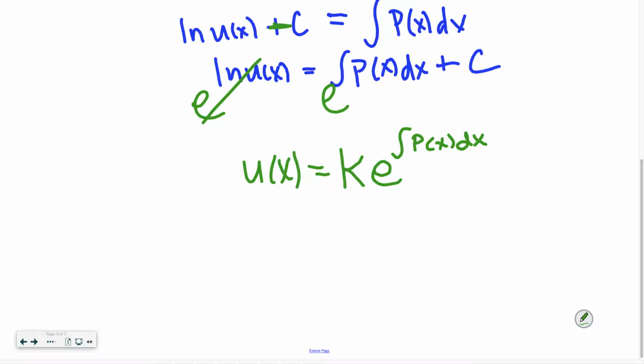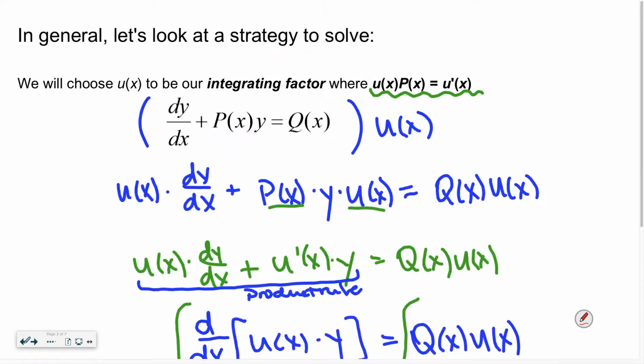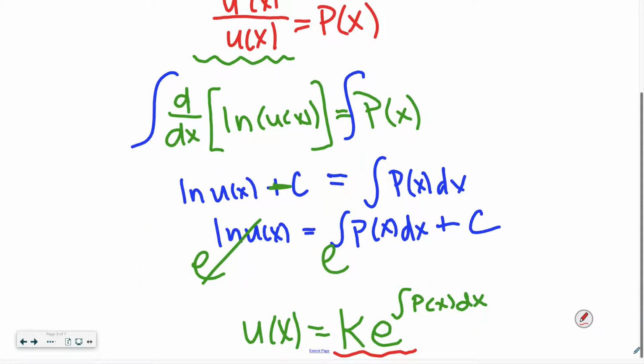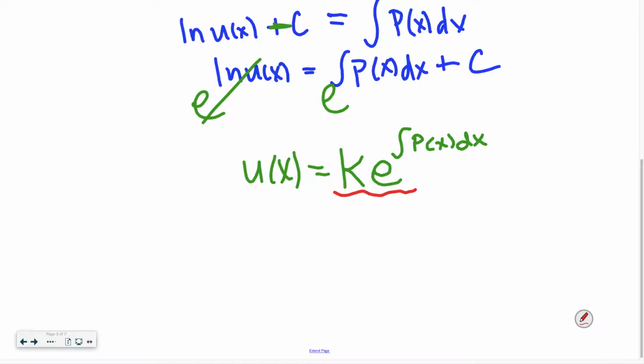Now, what happens when we substitute in our integrating factor, or when we multiply by our integrating factor and we do all of our work? This constant is going to end up being irrelevant. It doesn't matter. So we can just go ahead and say that our integrating factor is e to the integral of p of x dx.